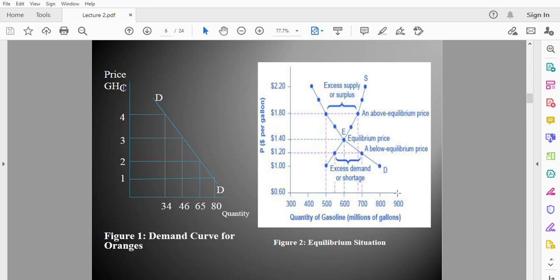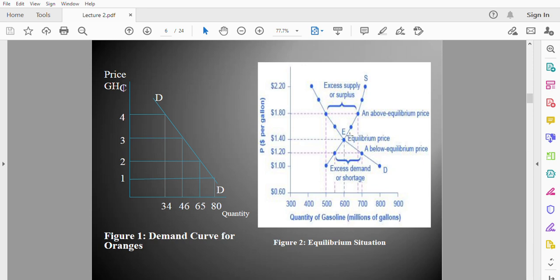Okay, so let's look at the equilibrium situation. We said that equilibrium is a market situation where quantity demanded is equal to quantity supplied. The price at which this happens is the equilibrium price, and the quantity at which this happens is equilibrium quantity. So, as the demand curve is negatively sloped, the supply curve is positively sloped. It slopes upwards from left to right.